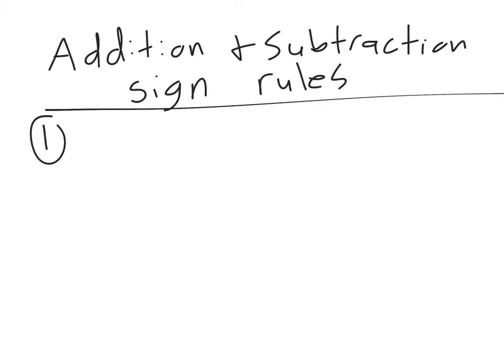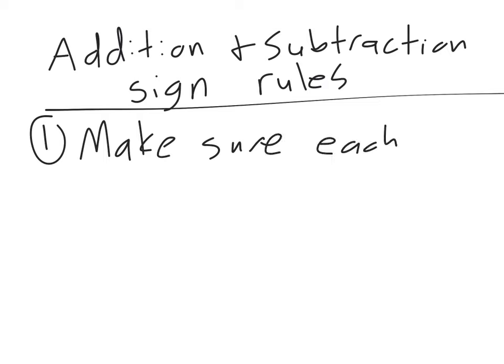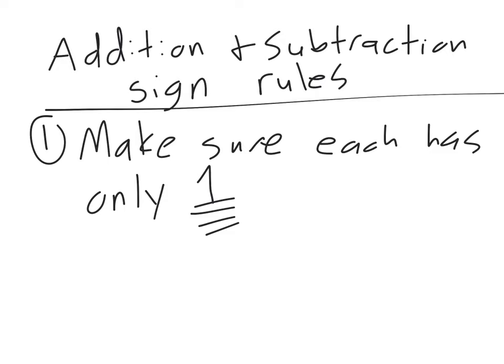So I've got 3 rules that I go by. I'm just going to explain them first, and then we'll talk about each one in detail. So you probably want to copy these down. First rule is make sure each number has only one sign. So a number cannot have more than one sign. Every number can only be positive or negative. It can't have 2 signs in front of it. That's bad when that happens.